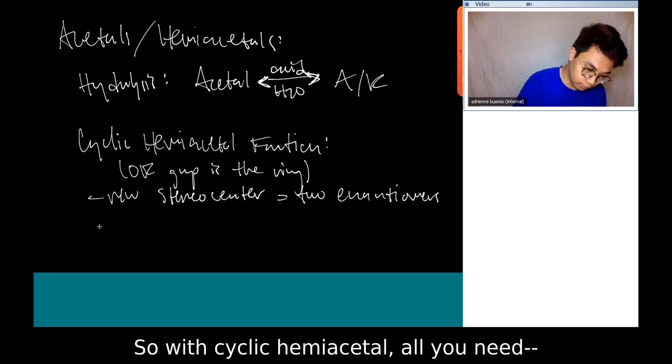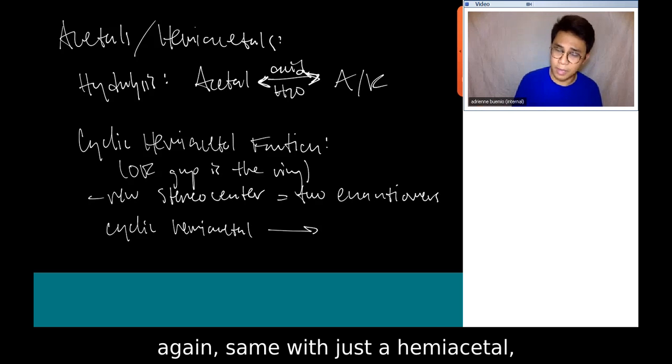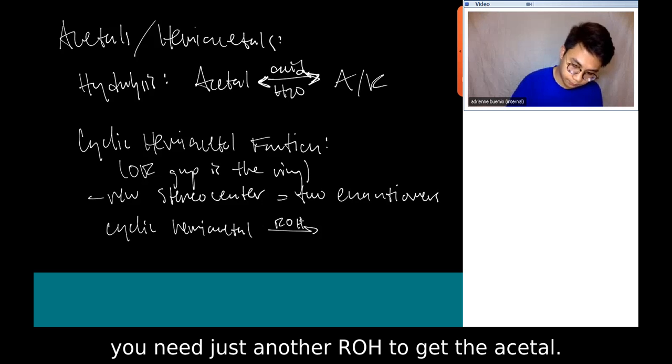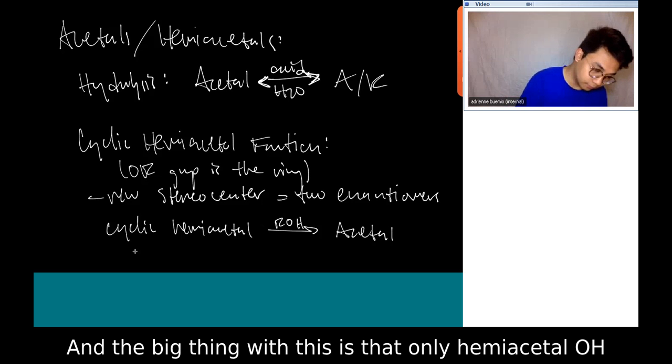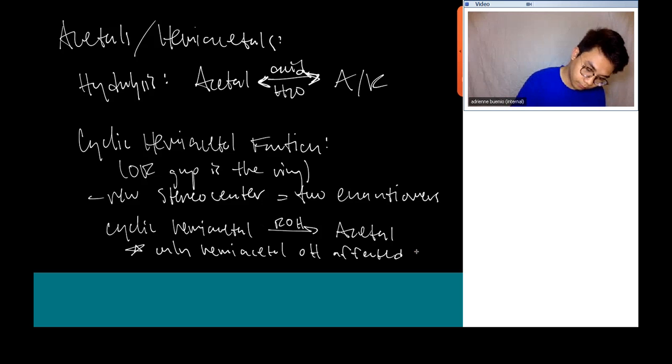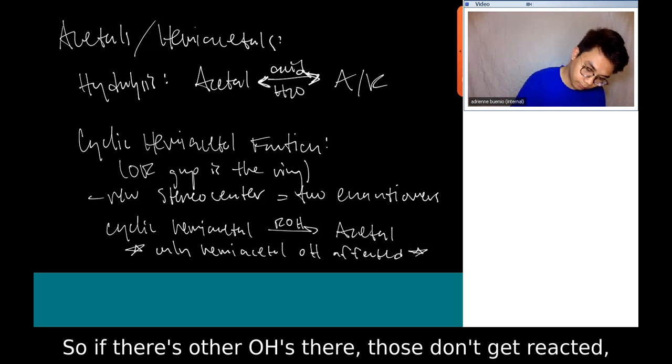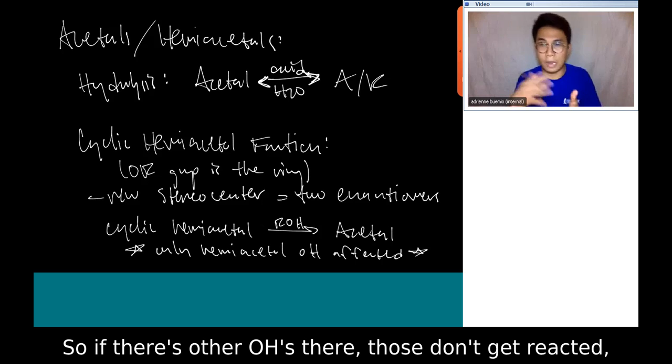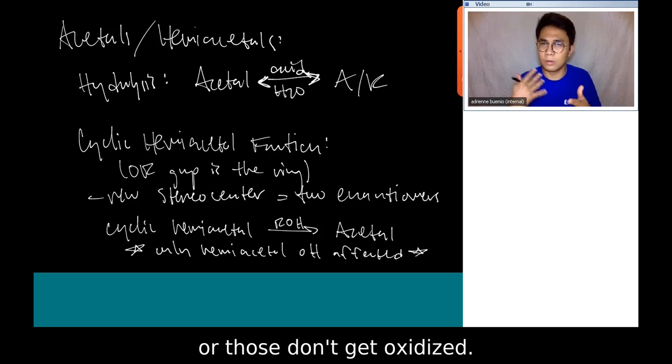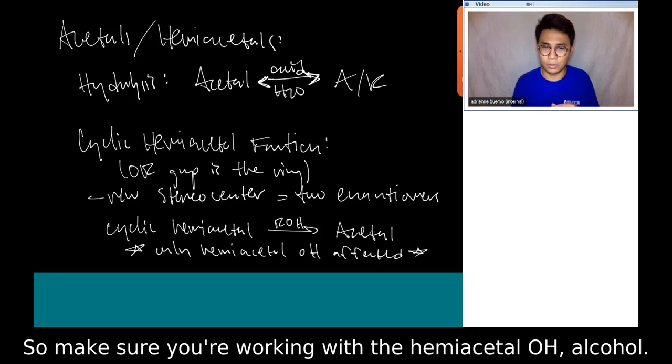So with cyclic hemiacetal, all you need, again, same thing, same as with just hemiacetal, you need just another ROH to get the acetal, right? And the big thing with this is that only the hemiacetal OH is affected, right? So if there's other OHs there, those don't get reacted or those don't get oxidized, right? So make sure you're working with the hemiacetal OH alcohol.